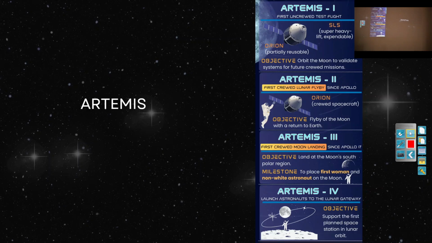So the Artemis mission is a joint initiative of NASA, ESA, that is the European Space Agency, JAXA, and the Canadian Space Agency. So Artemis is a combination of all four space agencies. And Artemis 1 was the uncrewed space mission that went around the moon. It was launched in 2022. It was uncrewed, just one space mission which orbited around the moon.